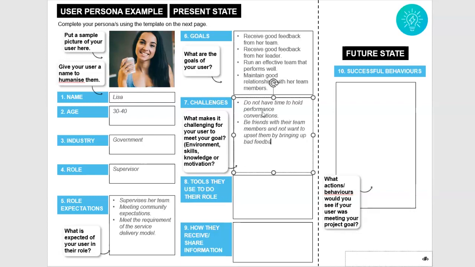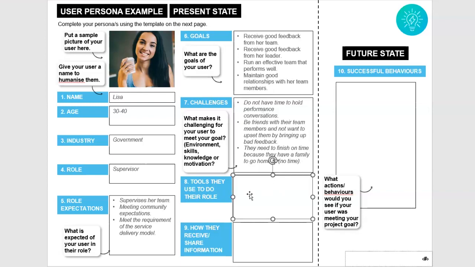Bad feedback. Some other things, what other challenges might Lisa have? So at the moment, I'm stepping into a supervisor in government and thinking about what challenges they might have. It could be that they need to finish work on time because they have a family to go home to. And that could tie in with not having time to have performance conversations with their team or guide them in the way that's expected. So that's enough examples for that one.